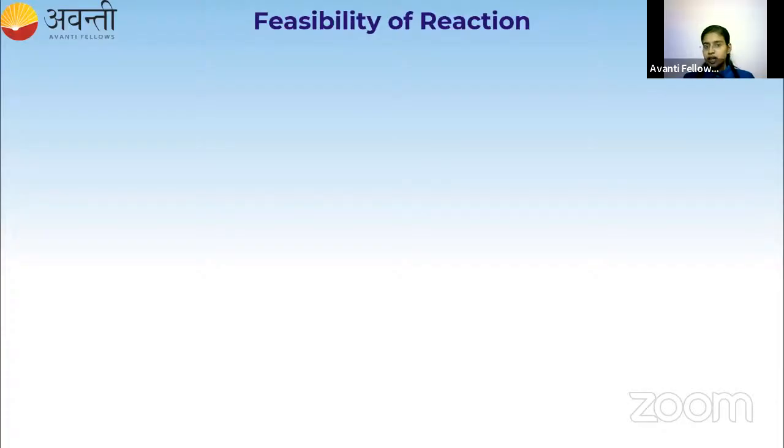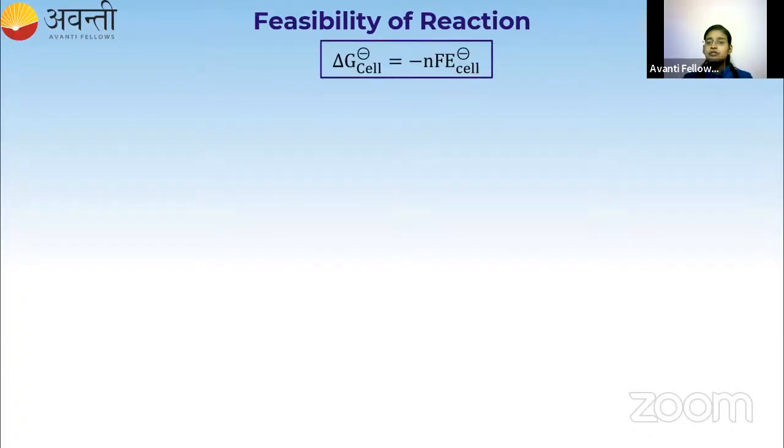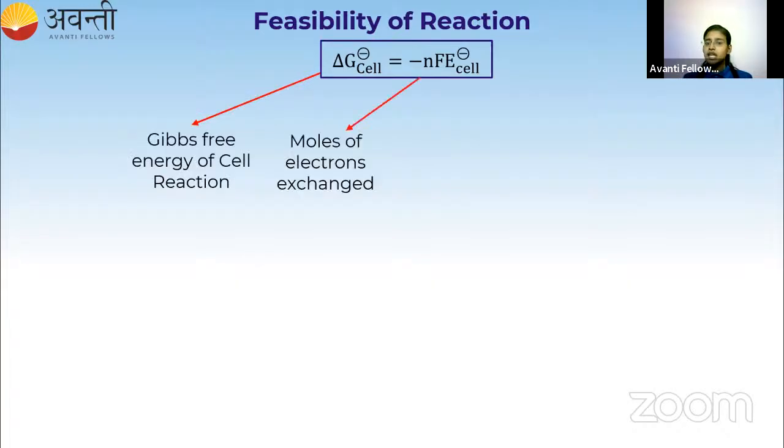So delta G naught is equal to minus nFE naught, where delta G naught is the Gibbs free energy of a cell reaction, and n is the number of moles of electrons exchanged, or I can say the number of electrons lost or gained. This is called n.